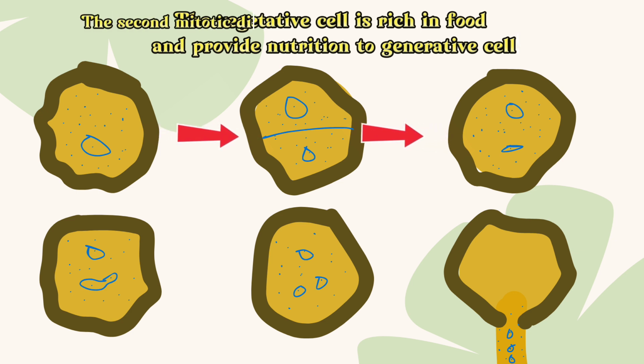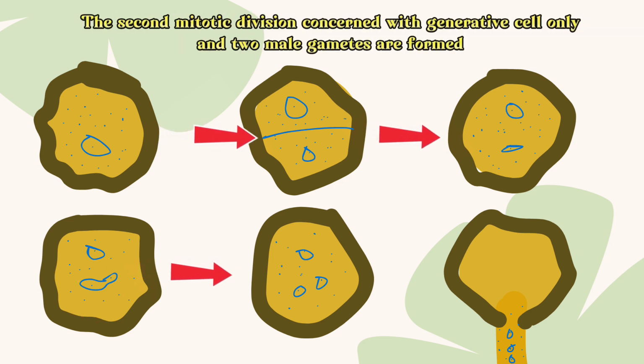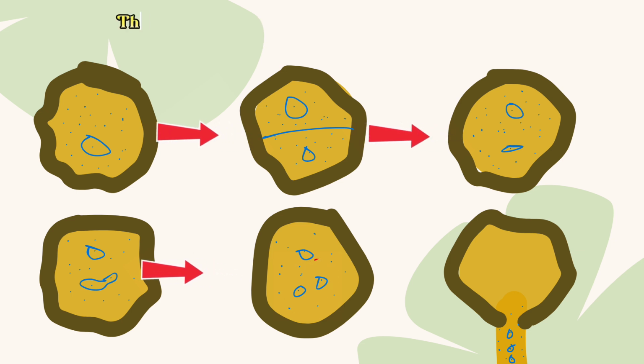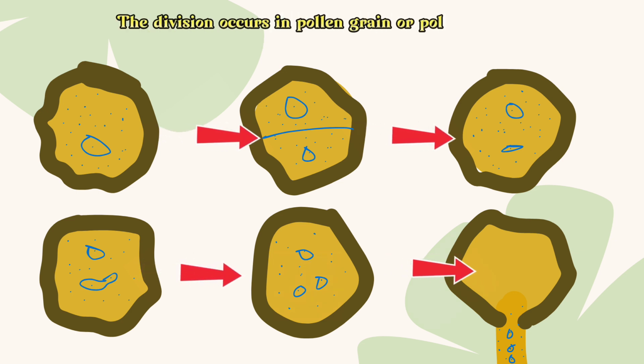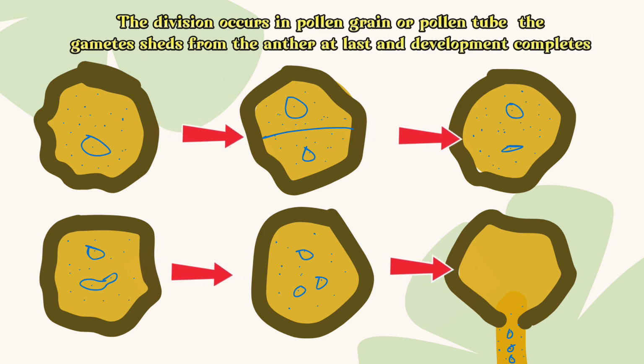The second mitotic division concerns the generative cell only, and 2 male gametes are formed. The division occurs in the pollen grain or pollen tube. The gametes are shed from the anther at last, and development completes.